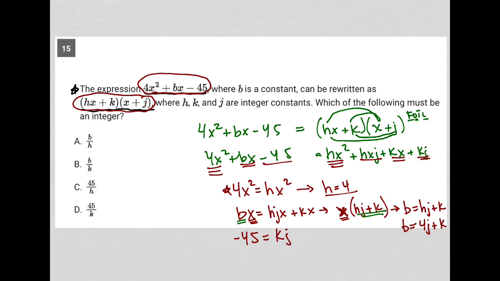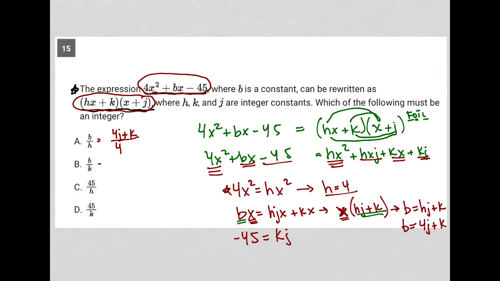So which of the following must be an integer? Let's see. So b over h. Well, I know h is 4. I know that b is 4j plus k. Can I say for sure that that has to be an integer? I don't think so, but I'll come back to it.